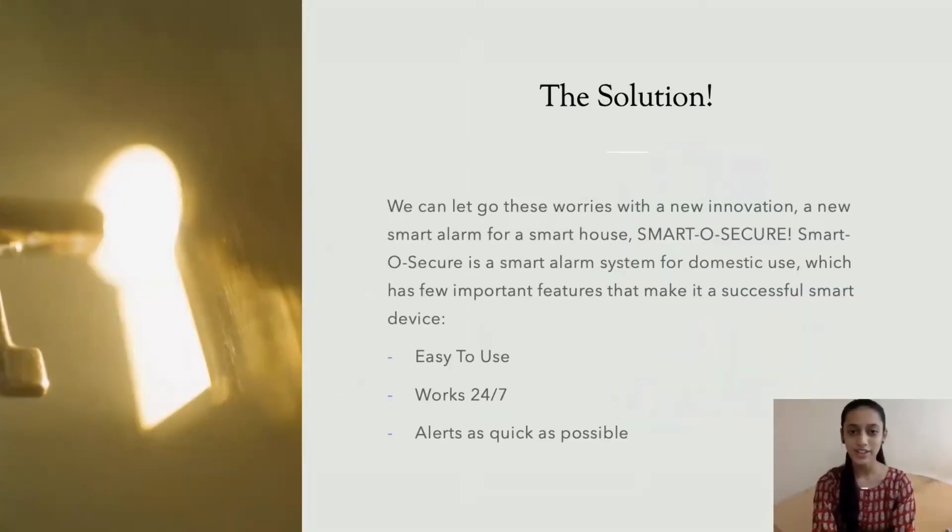We can let go of these worries with a new innovation, a new smart alarm for a smart house, Smart to Secure. Smart to Secure is a smart alarm system for domestic use, which has few important features that make it a successful smart device. It is easy to use, it works 24/7, and alerts as quick as possible.